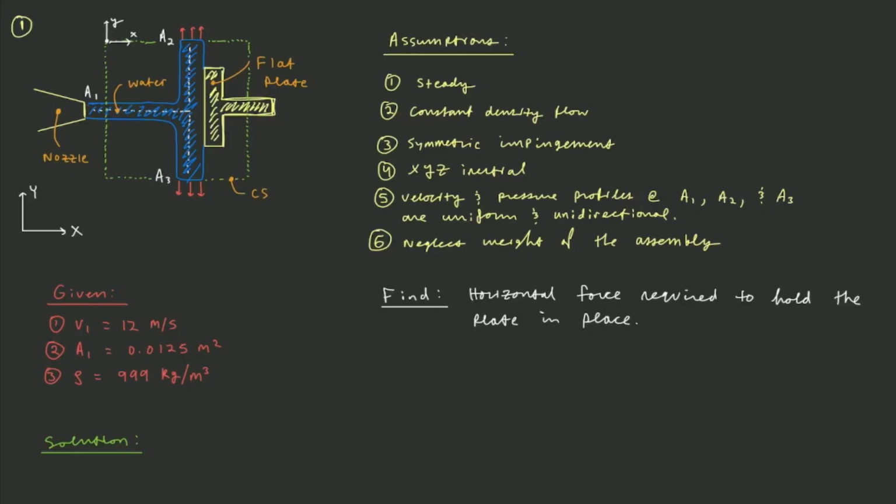And this could be something useful. For example, how strong does my cross member here need to be to withstand the stress associated with statically keeping this flat plate in place against some variation or permutation of water streams or other fluid streams. Our givens in this problem: V1 equal to 12 meters per second, A1 equal to 0.0125 square meters, and a rho of 999 kilograms per cubic meter, or in this case, essentially water.